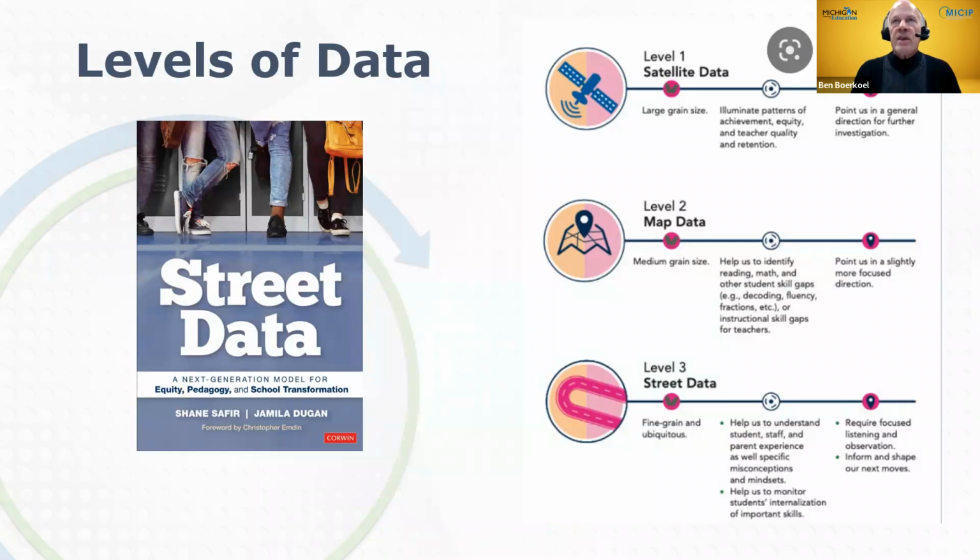Then the third lens that we really suggest you take a look at is what we call levels of data. And some of you might have been involved, especially over the last year, in what we call street data. Street data really talks about three different levels. That's satellite data, a lot of which is that highest level, state level data. So it might be our state assessment, it might be national assessments. We also encourage you to consider what we call map level data, which is data such as NWEA or any kind of student reports that really start narrowing it down to look at individual students or at groups of students.